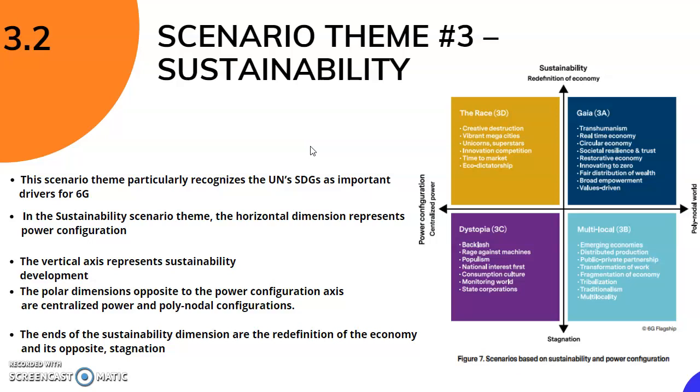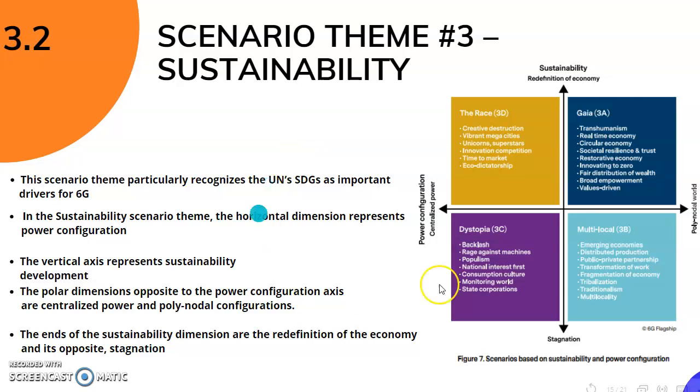So in the sustainability scenario theme, the horizontal dimension represents power configuration, and the vertical axis represents sustainable development. The poles of the power configuration axis are centralized power and polynodal configuration. And the ends of the sustainability dimension are the redefinition of the economy and stagnation.